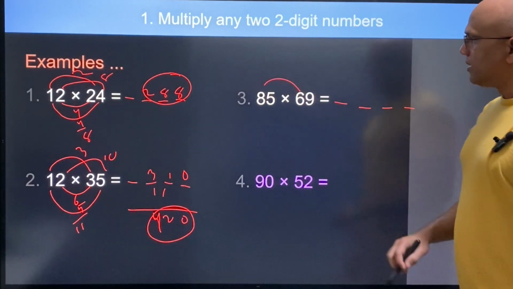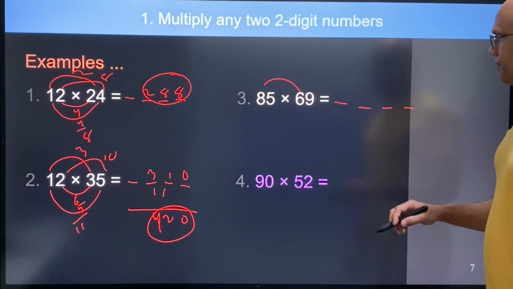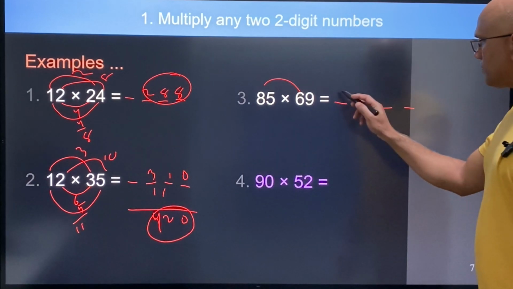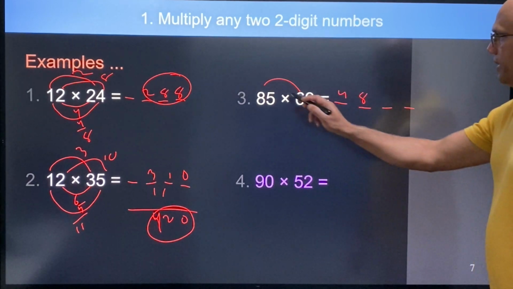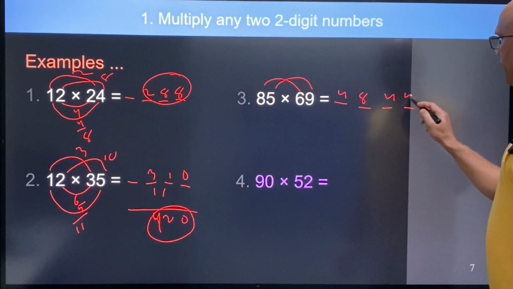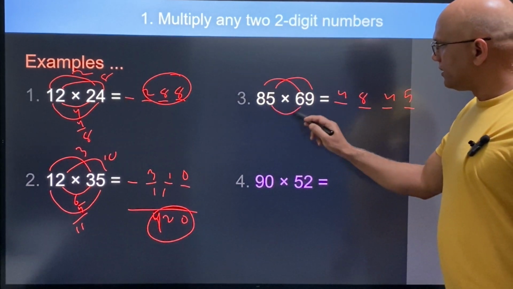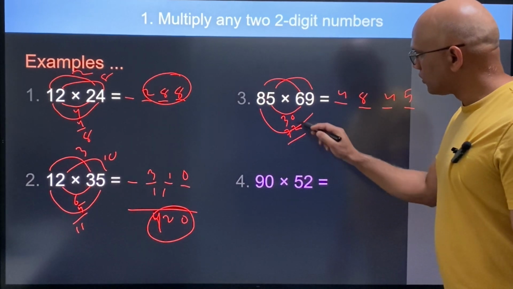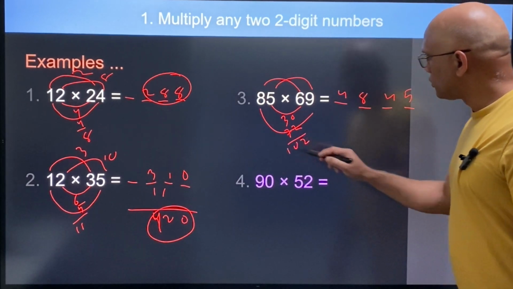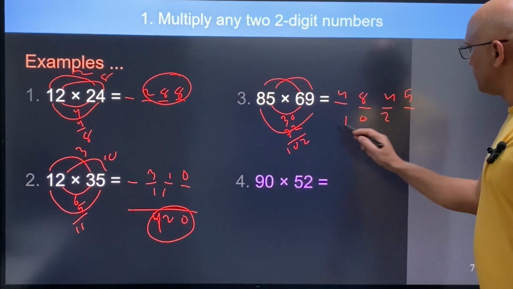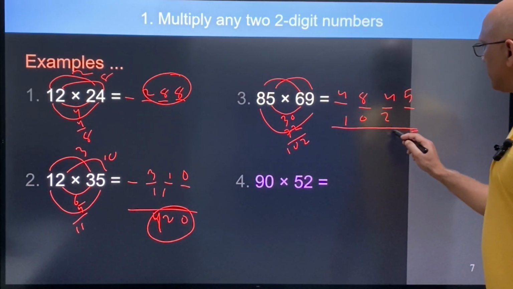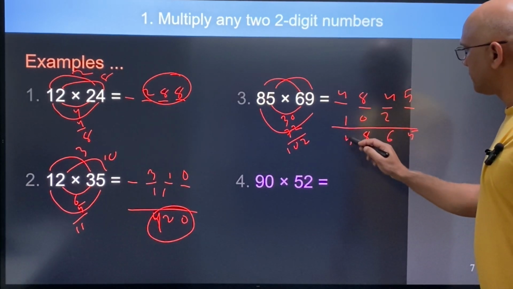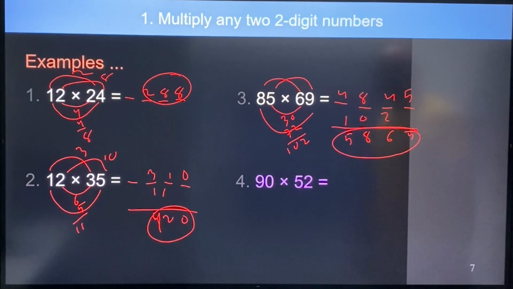Here again 4 spots. 8 times 6 is 48, and then 5 times 9 is 45, and then this is 30, this is 72, so together is 102. This is 5, 6, 8, 5. This is the final answer.